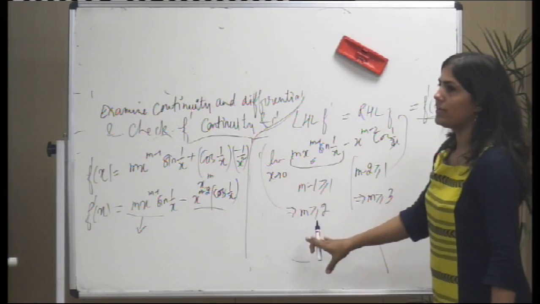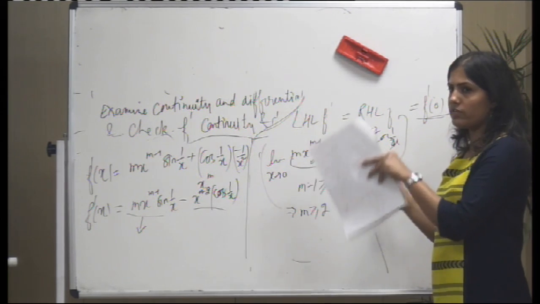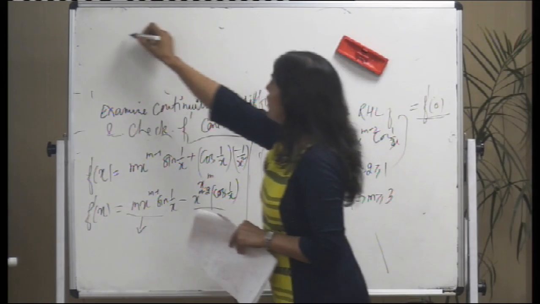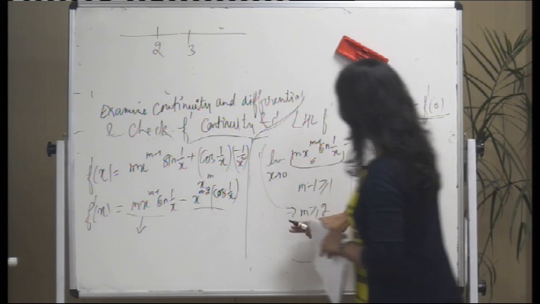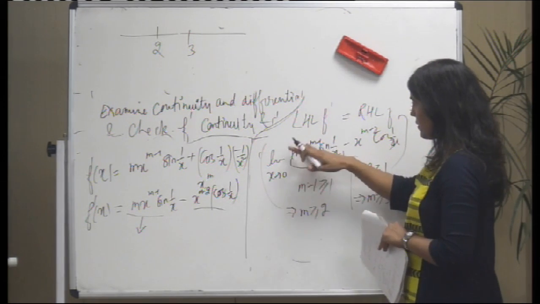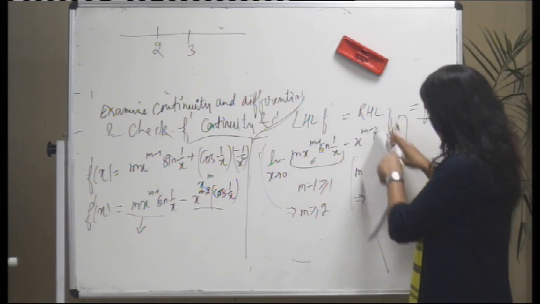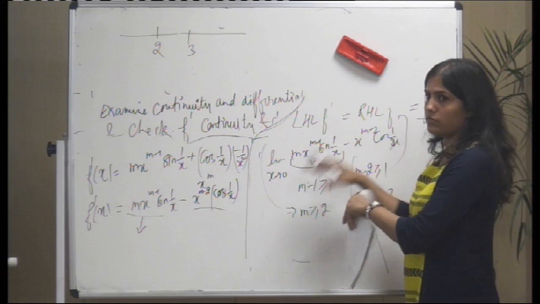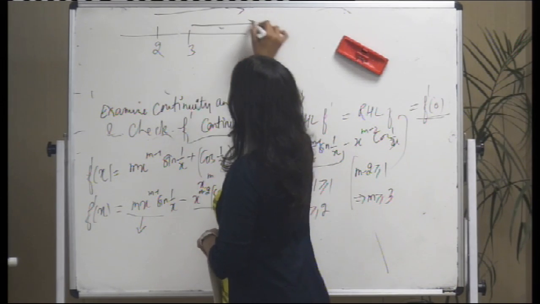Limit will exist when m is greater than or equal to 3. You always take the intersection part so that the complete value should exist. So this is 2, this is 3. One is saying that this limit will exist if and only if m is greater than or equal to 2. This other limit will exist when m is greater than or equal to 3. Both will exist together. This is for the first one, this is for the second one.